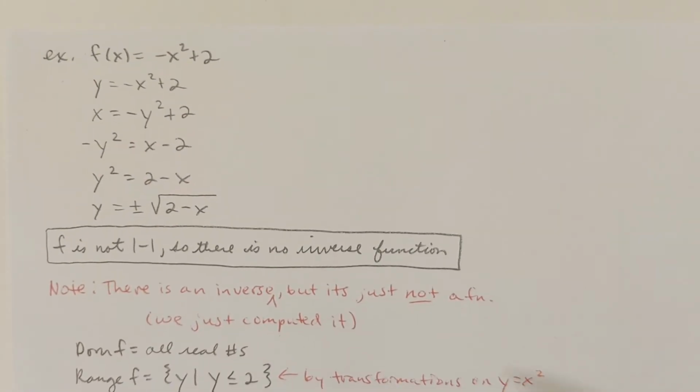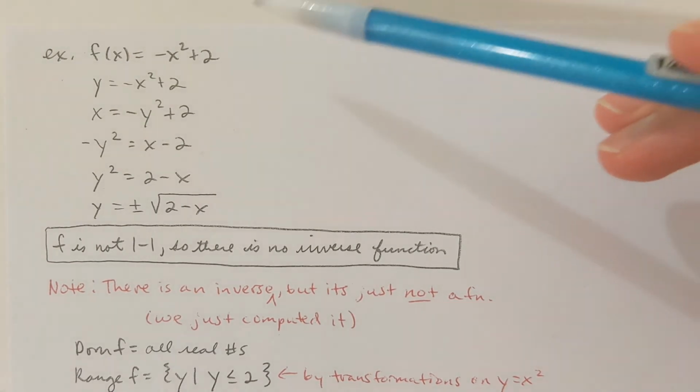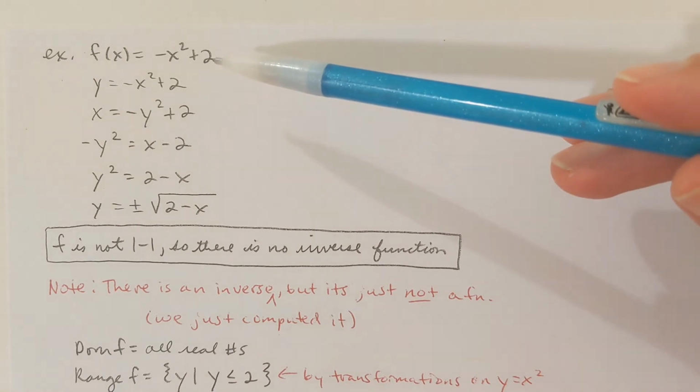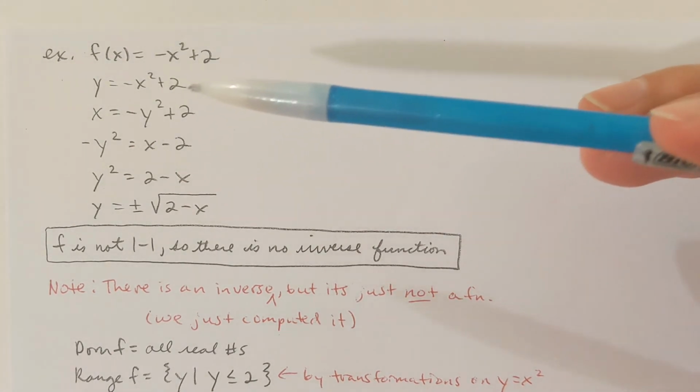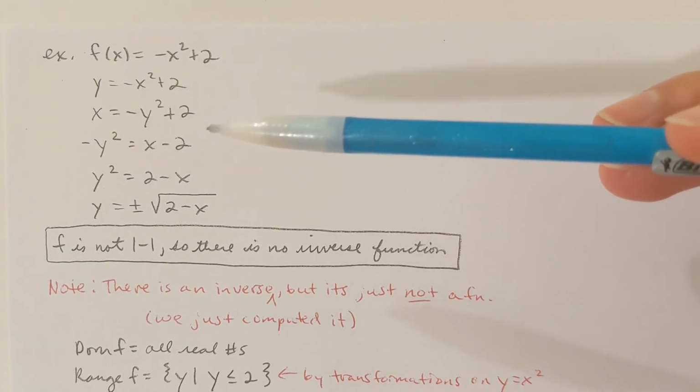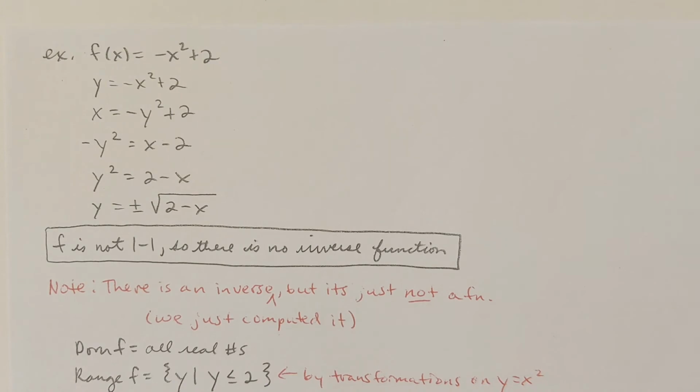Where are we at here? Next one, f of x equals -x squared plus 2. Okay, well, y is equal to -x squared plus 2. Y and f of x mean the same thing. So now let's compute the inverse. Let's switch x and y. X is equal to -y squared plus 2.